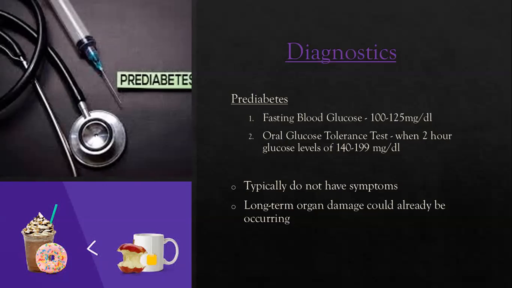Then there's the oral glucose tolerance test. Basically, they give you a certain amount of sugar, and then you wait 2 hours, and then they test your sugar. If it's between 140 and 199, you are then termed pre-diabetic. So you're not full-on diabetic yet, but you are definitely at risk of becoming a diabetic. And that's usually type 2s. These people don't usually have symptoms, but the damage to organs like the eyes or the kidneys could already be occurring.